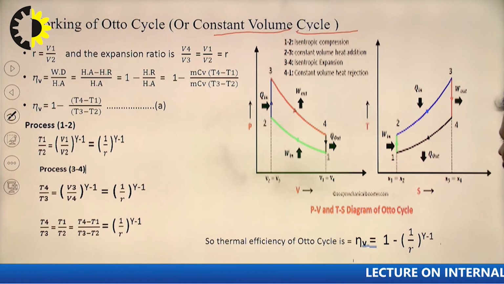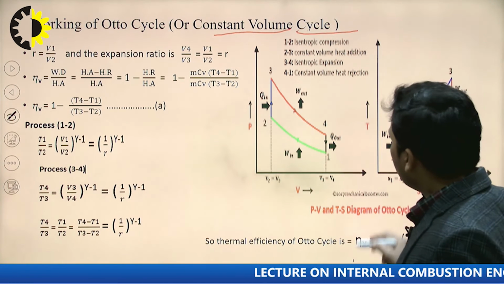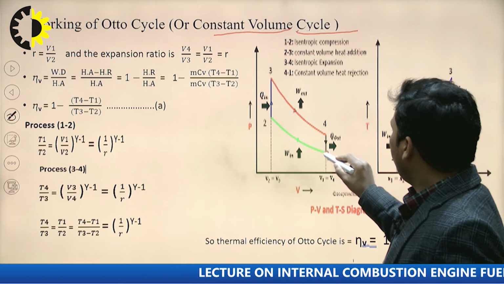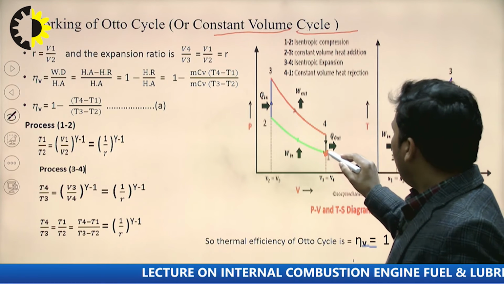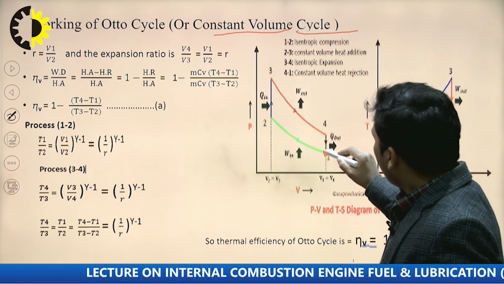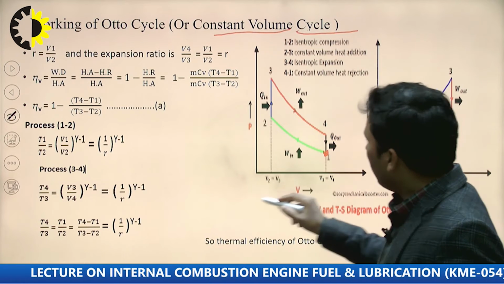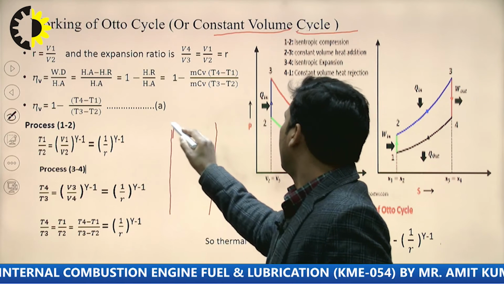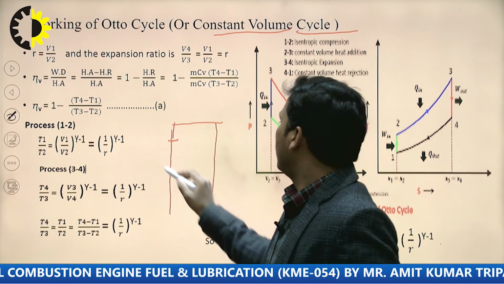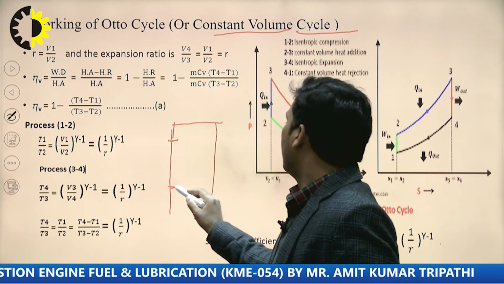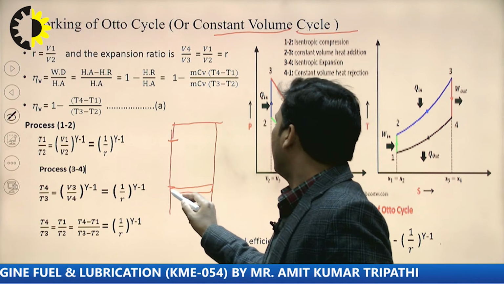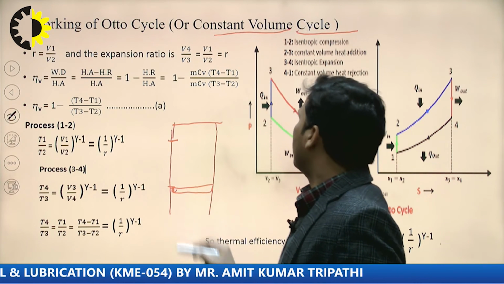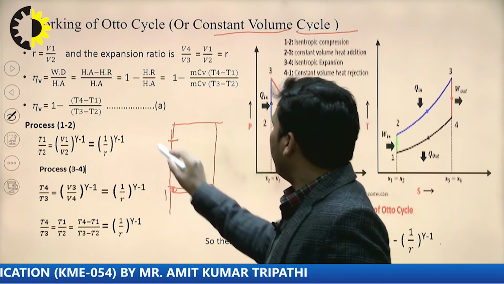You can see from here the PV and TS diagram. First, we start from the compression stroke. Consider the piston, you can see from here, top dead center, bottom dead center, you can imagine it is the piston. So, 1 and 2.